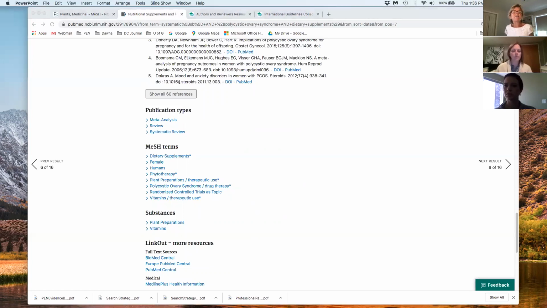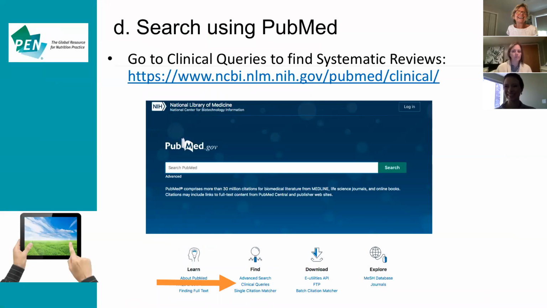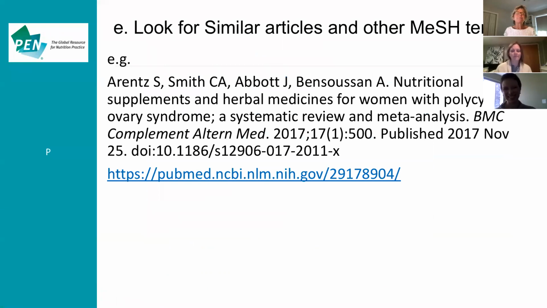So this other way of finding, sorry, I thought I was going to take us back to the beginning of our PowerPoint, but I got us where I wanted to be. So as we're starting to search using our clinical queries, here's just that example of that study, going to it to actually find where there are similar articles and other MeSH terms.